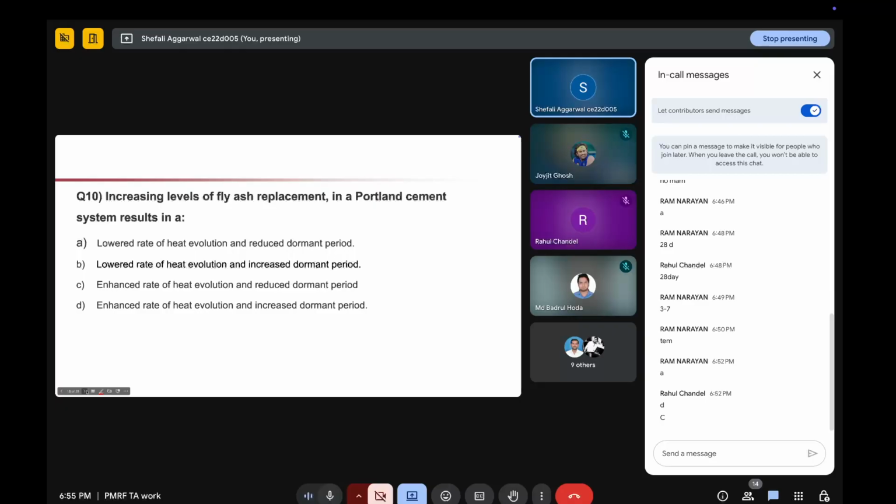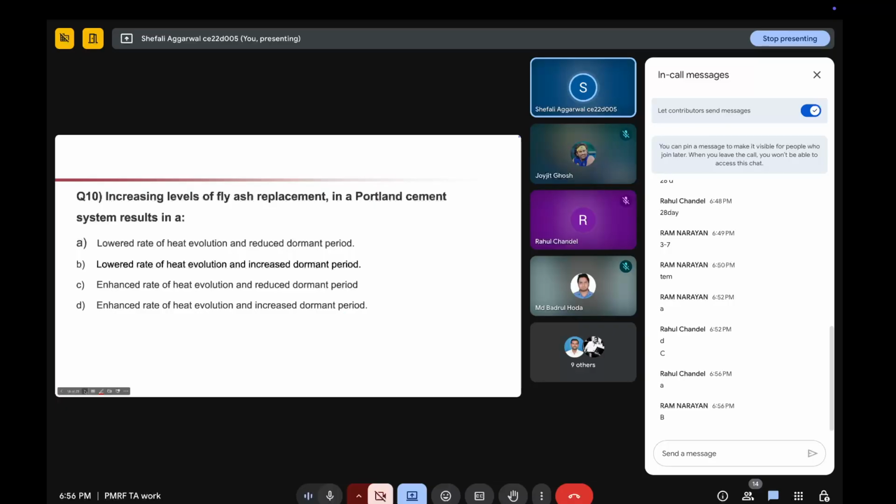Okay, so the next question is: increasing level of fly ash replacement in a Portland cement system results in a lower heat of evolution and reduced dormant period, lower heat of evolution and increased dormant period, enhanced rate of heat evolution and reduced dormant period, enhanced rate of heat evolution and increased dormant period.